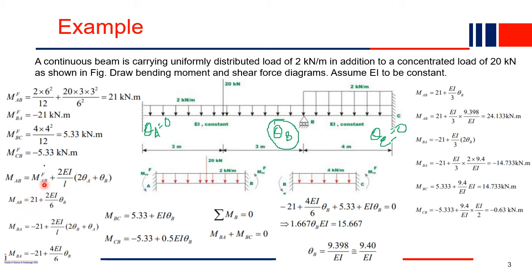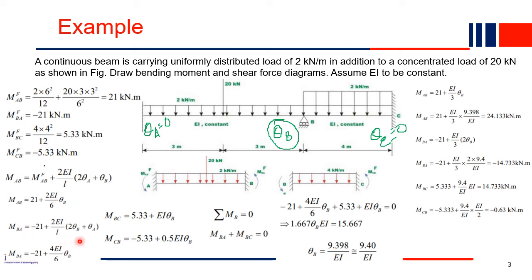MAB equals the fixed end moment of AB, which is nothing but 21. So 21 plus 2EI by L, where L is how much? 6, right? Total is 3 plus 3, 6. Into 2 theta A, where theta A is 0, so that entire part will vanish and only theta B remains. So MAB is over.